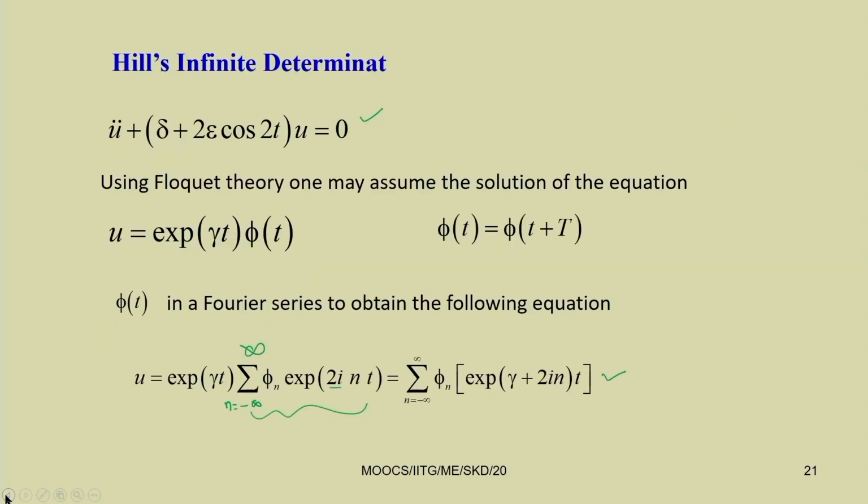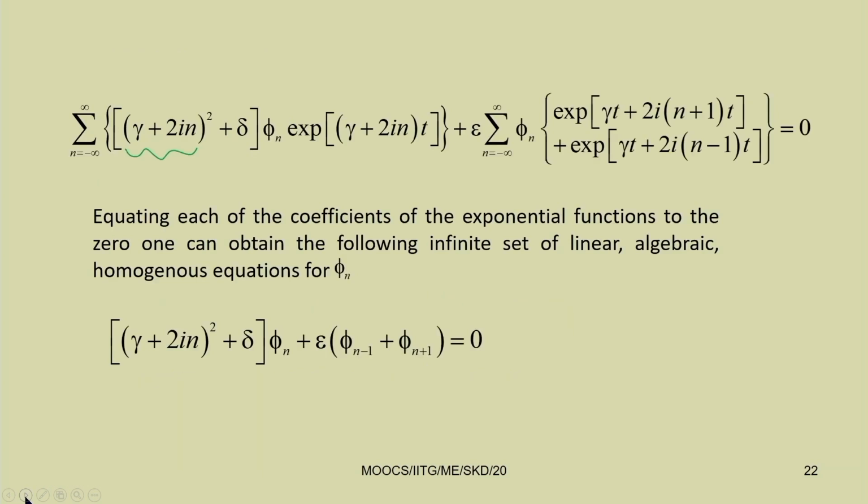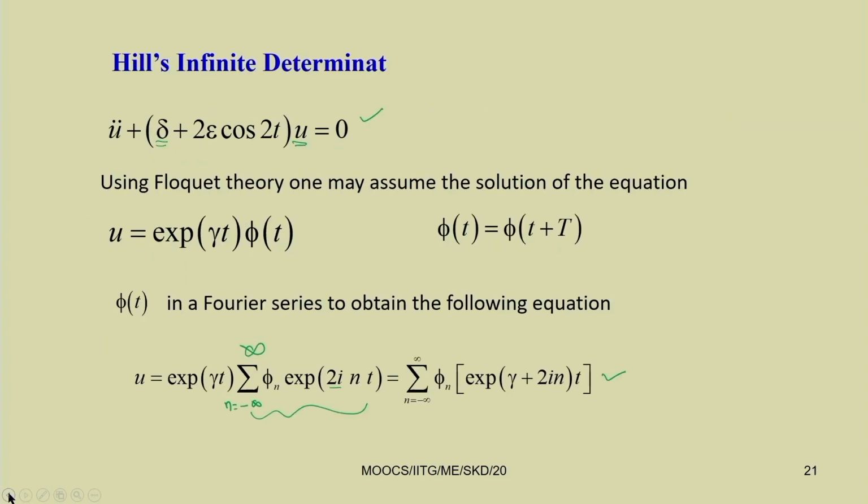As you have this delta u term, so delta into u, from that also you can get one term, that term also you can take. Then this becomes (gamma plus 2 i n) whole square plus delta into phi n e to the power (gamma plus 2 i n) t, plus then for the other term, you just see the other term is 2 epsilon cos 2 t into u.